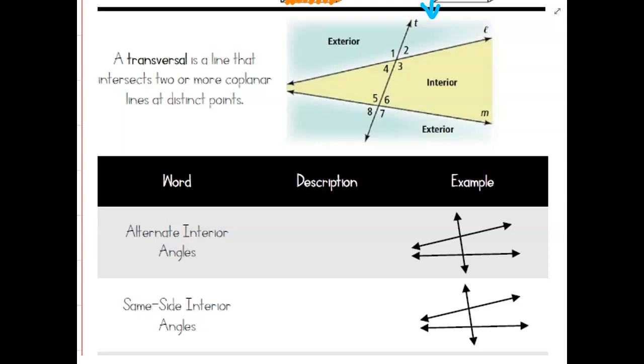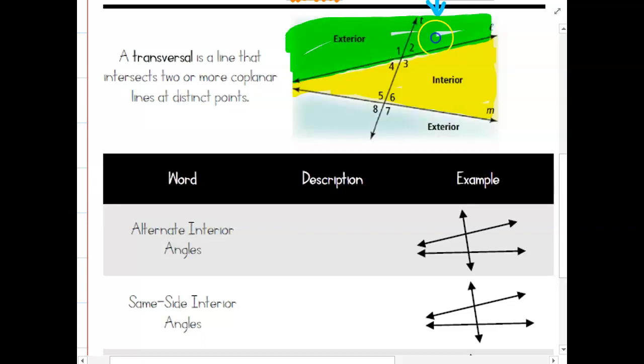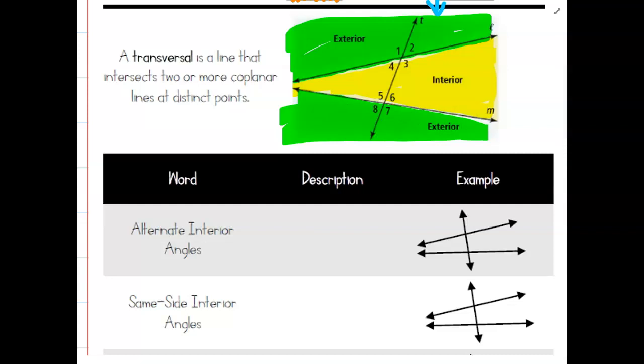The interior angles are the ones that are inside lines L and M. Interior, on the inside. So the interior angles here would be 4, 3, 5, and 6. The exterior angles would be on the outside of line L and the outside of line M. So the exterior angles would be angles 1, 2, 7, and 8. So that's one way you can classify them.